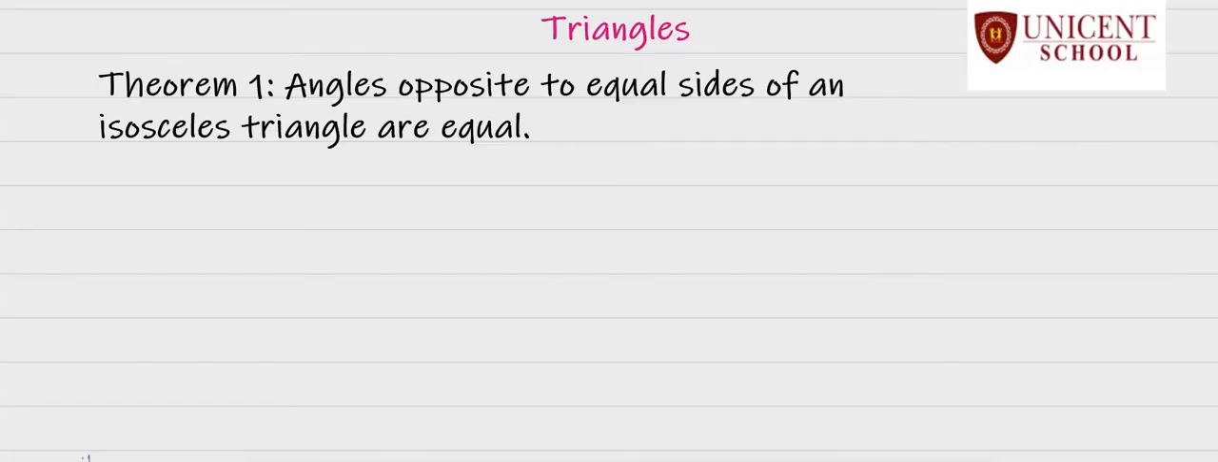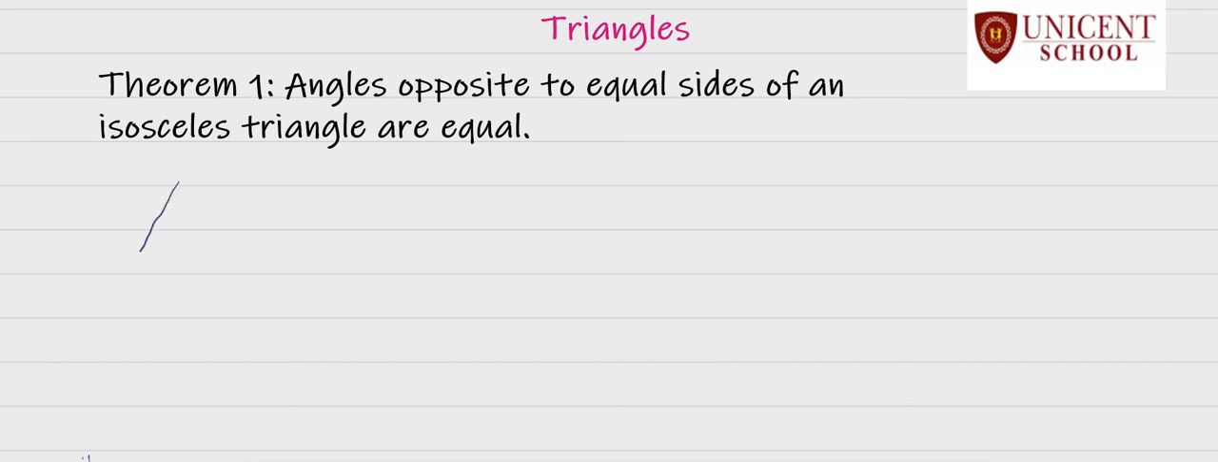Session on triangles part 2. In this session, we will learn a few theorems and understand the steps involved in the proof. So here is the first theorem, which states that angles opposite to equal sides of an isosceles triangle are equal.